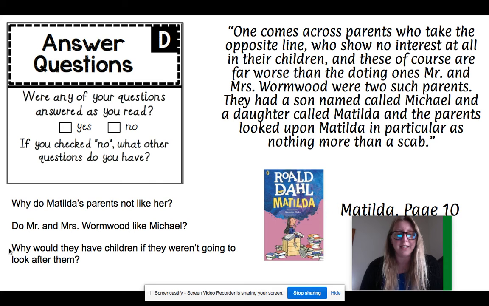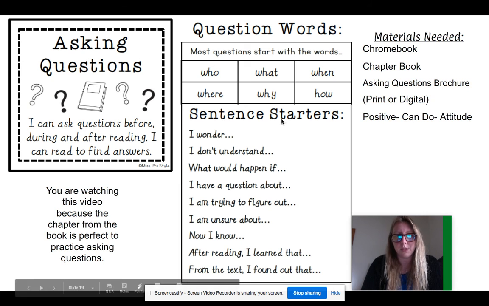After reading this chapter in Matilda, those would be the questions I would have. So go ahead and formulate some questions with your partner. Remember, you can use those thinking stems, those sentence starters. Those will be on your brochure as well.